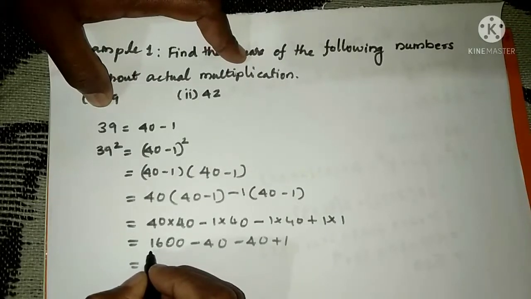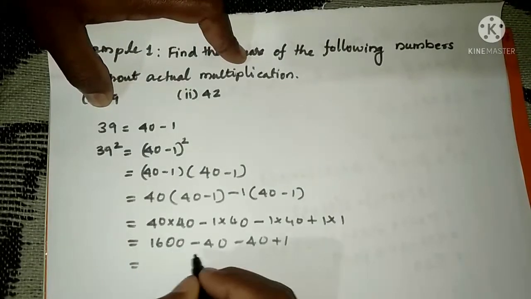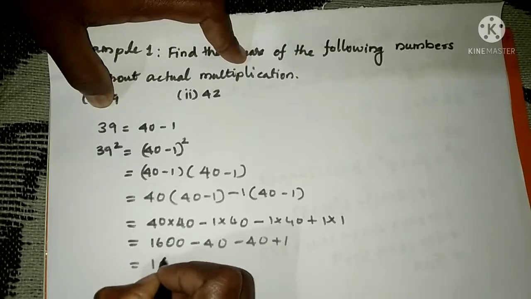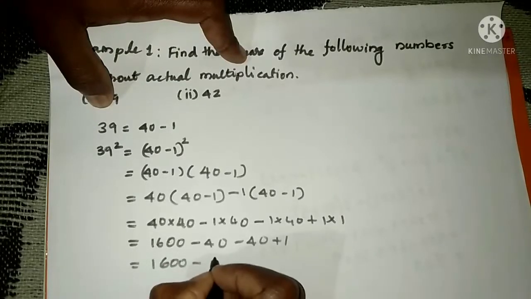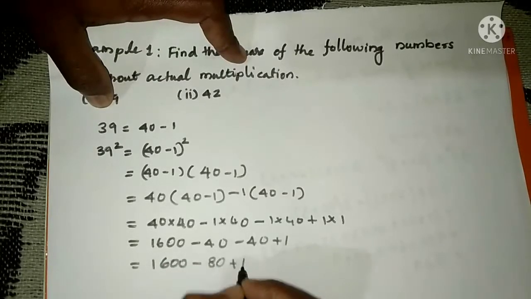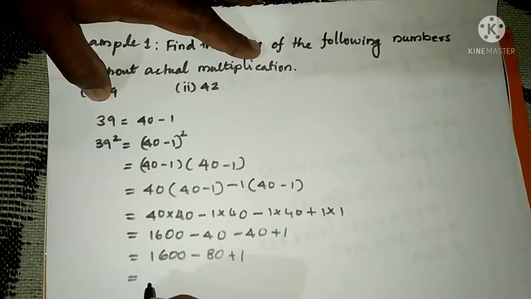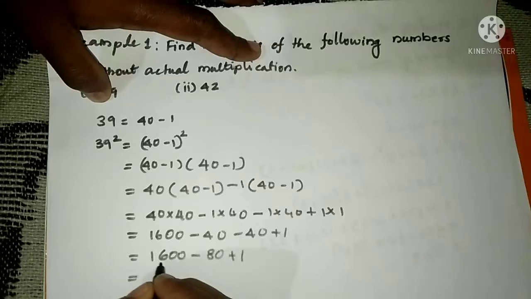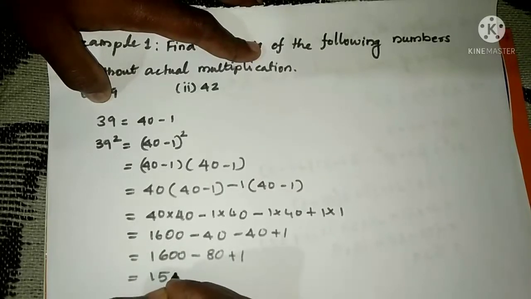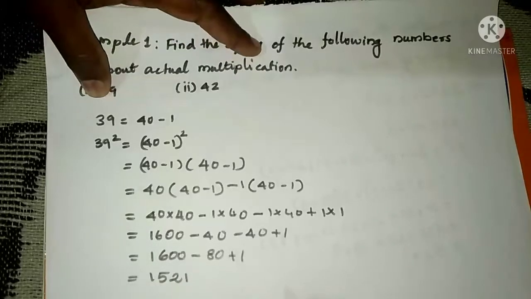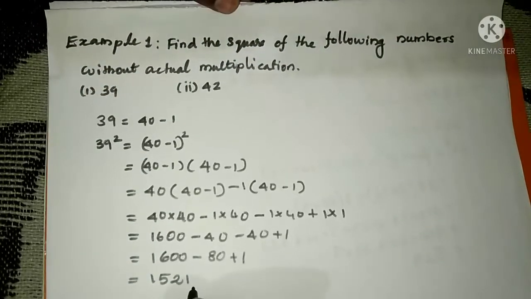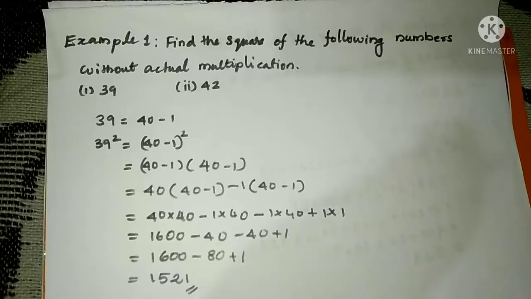So from 1600 we have to subtract 80, minus 80 plus 1. When you subtract 80 from it, we will get 1520. Plus 1, 1521. So that is the 39 square.